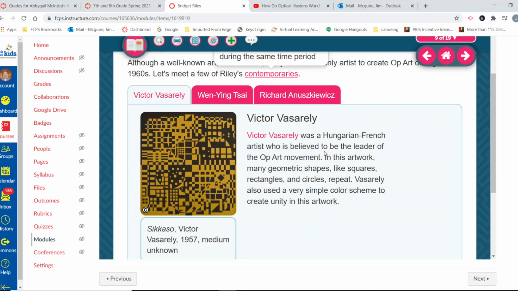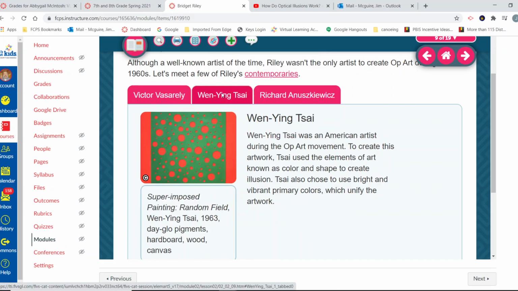In this artwork, many geometric shapes like squares, rectangles, and circles repeat. He used a simple color scheme to create unity in his artwork, and I think it's obvious that what he's doing is very different than what Riley was doing, but I certainly wouldn't judge hers as any less successful. That's for certain.